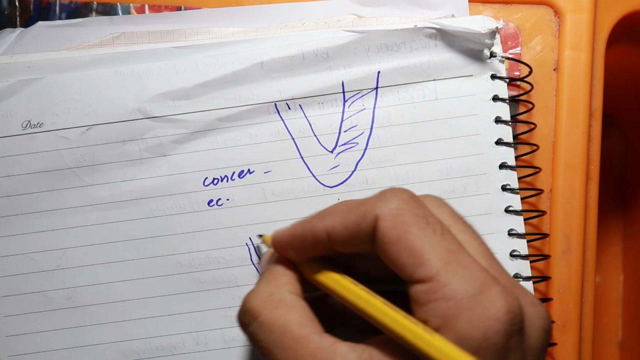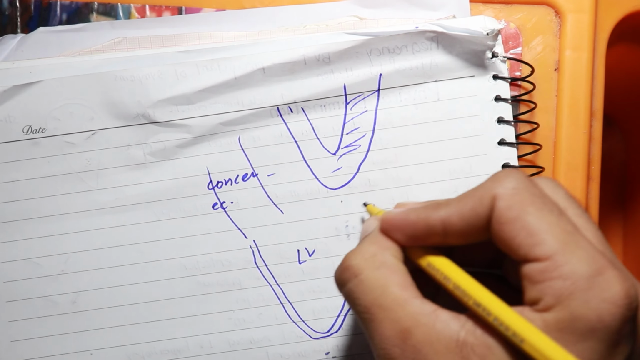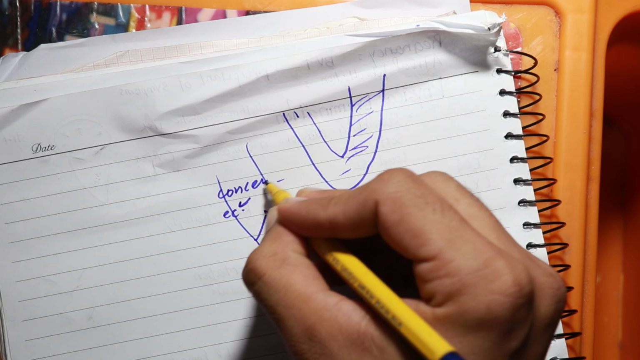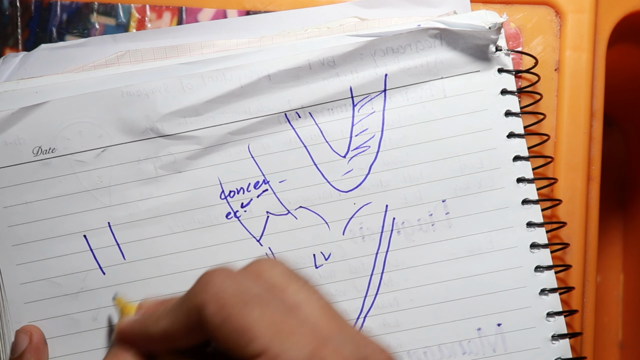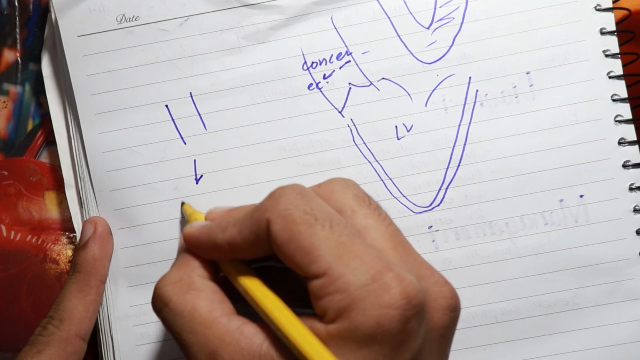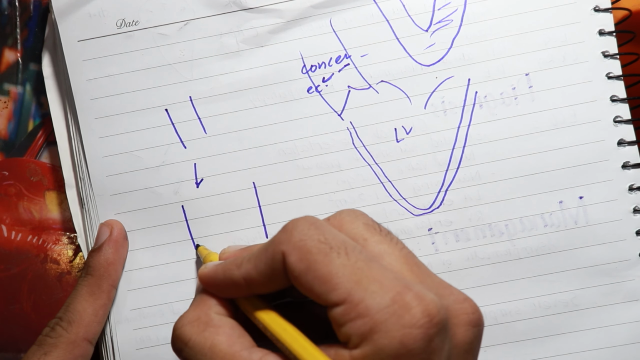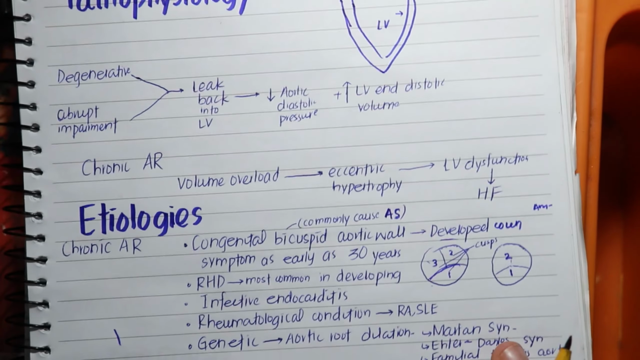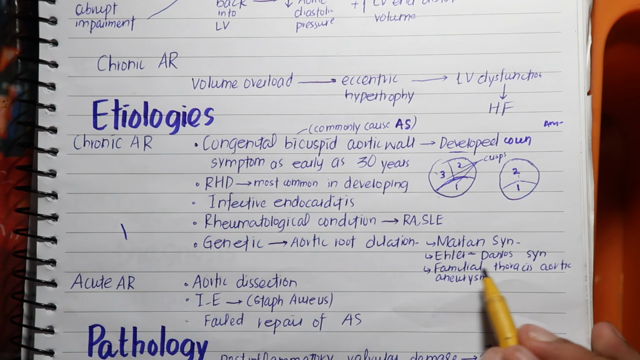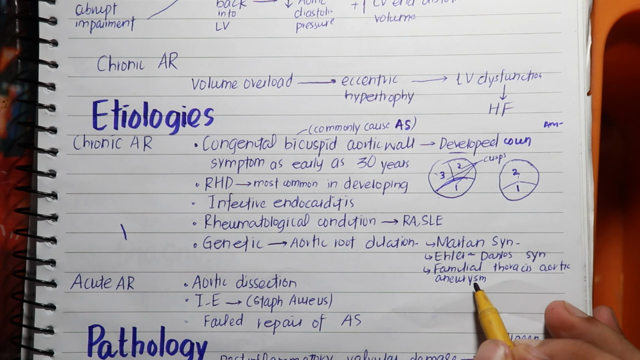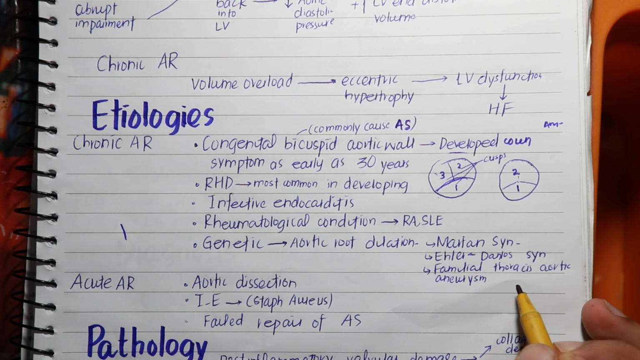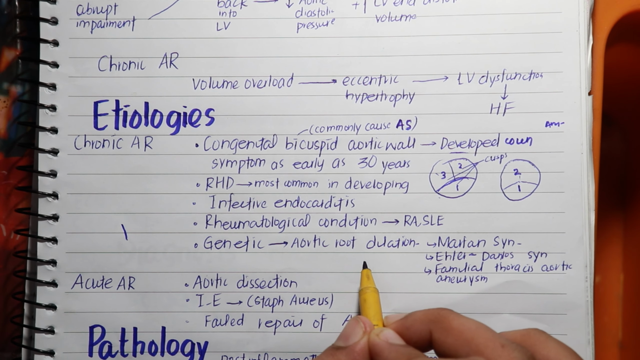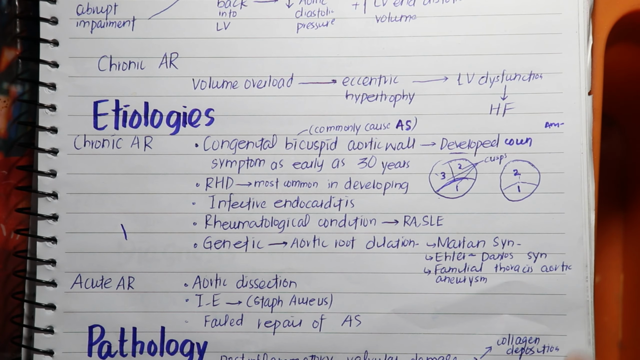Suppose this is the heart, left ventricle, and this is the aorta coming out of the left ventricle, and this is the mitral valve. This is the aortic wall. So there is dilatation of this root, the aortic root. The aorta comes from this to this one. It is dilated, okay? So which conditions cause aortic root dilatation? Marfan syndrome, Ehlers-Danlos syndrome, and familial thoracic aortic aneurysm. These syndromes can cause aortic root dilatation, which ultimately leads to aortic regurgitation.